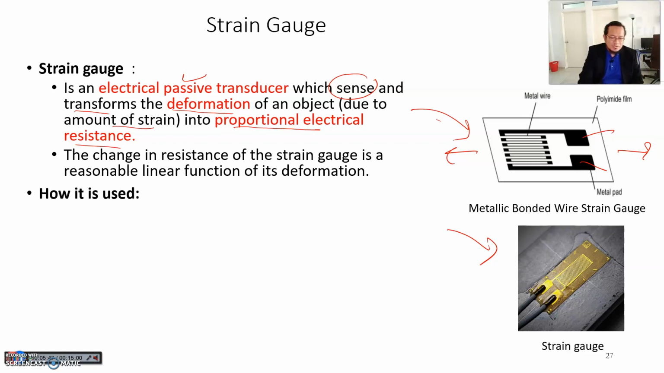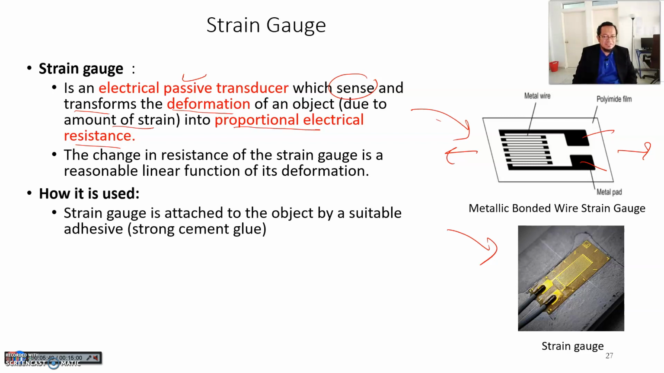So how is it used? The strain gauge is attached to the object by a suitable adhesive. You have like a tape. It's very small, like this size maybe. You put it with a suitable adhesive and attach it to, for example, let's assume this is a metal.